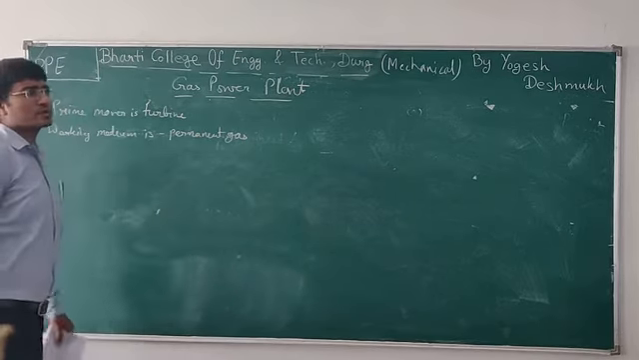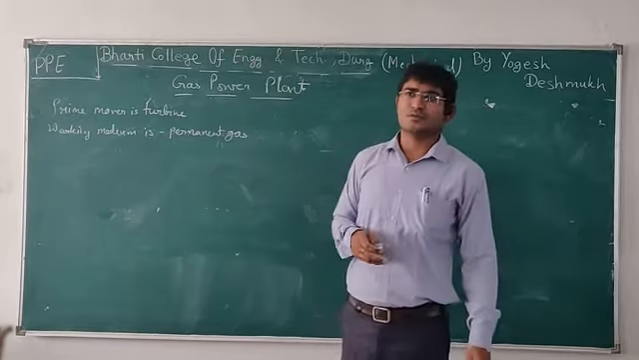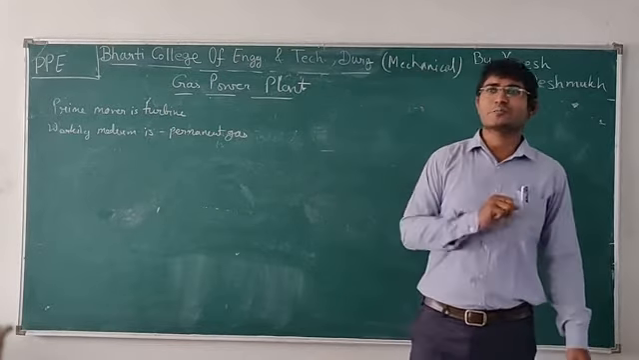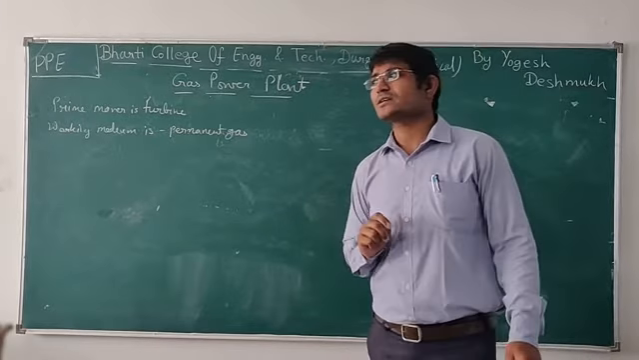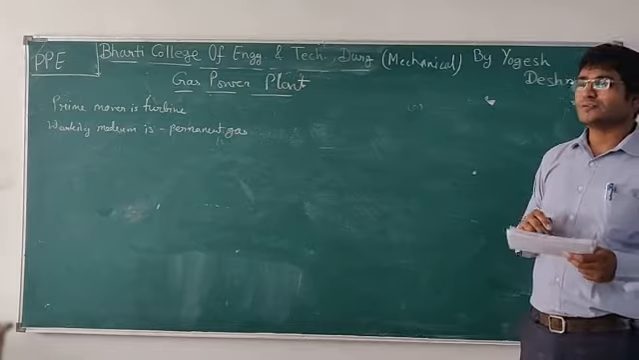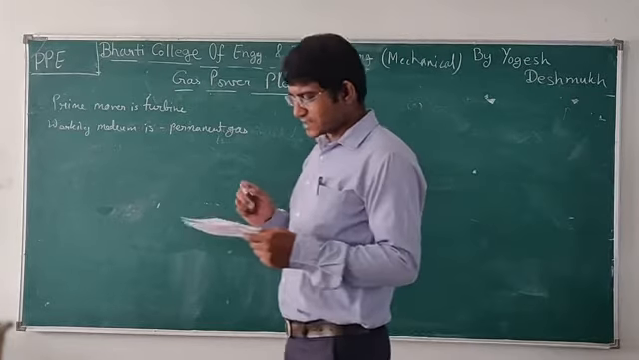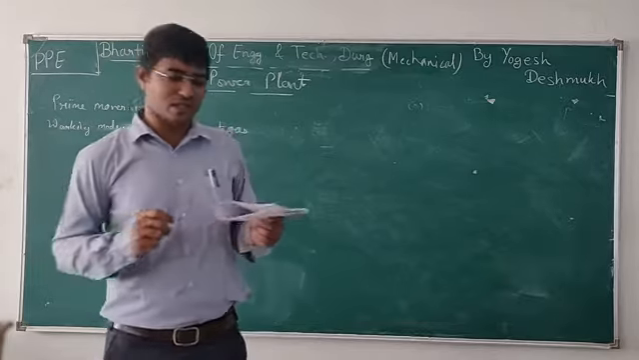How does a gas power plant work? The gas power plant works with a compressed air system. In that, air is highly compressed and mixed with the fuel, so that the fuel gets burned, and with these hot flue gases, we run the turbine or spin the turbine blades.